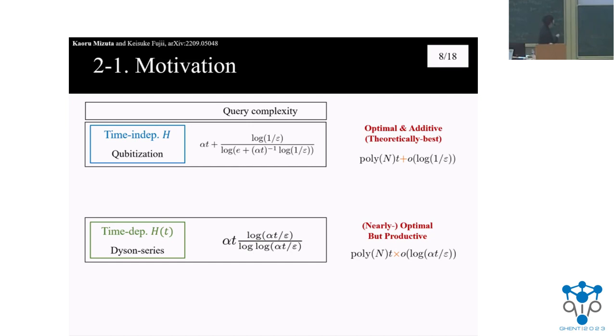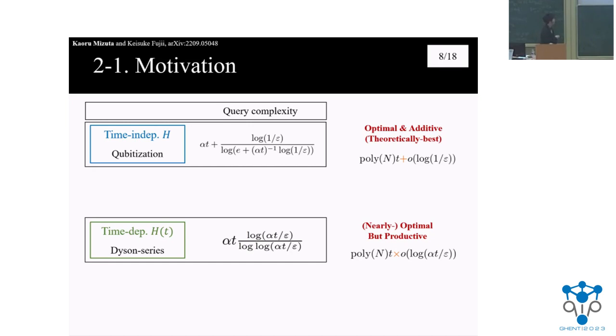For time-independent cases, the query complexity is optimal both in time t and 1 over epsilon, and moreover, their contributions appear in an additive way. So this is the theoretically best scaling for Hamiltonian simulation.